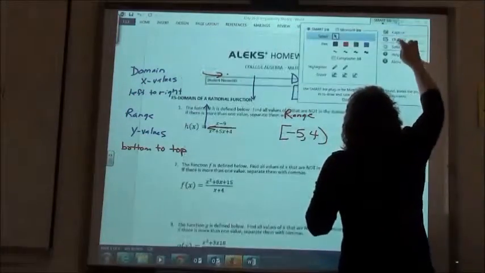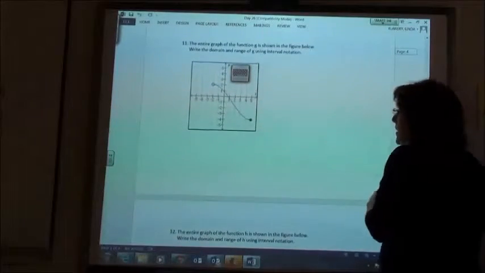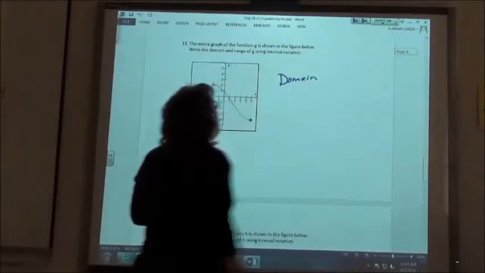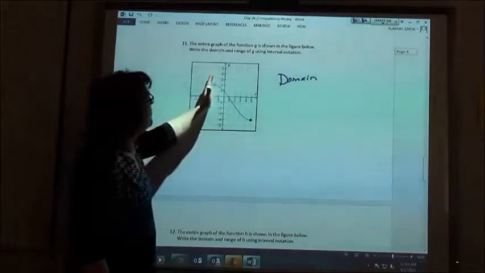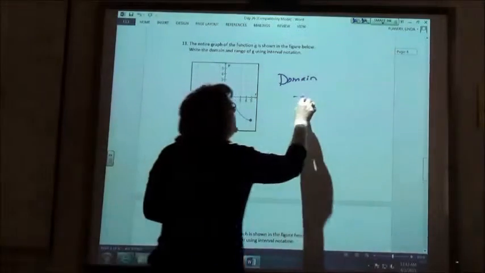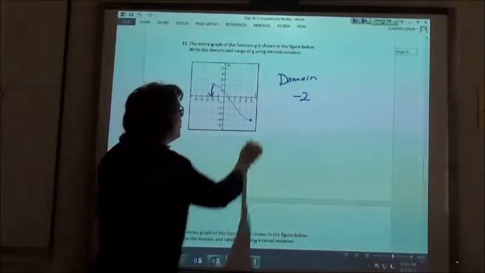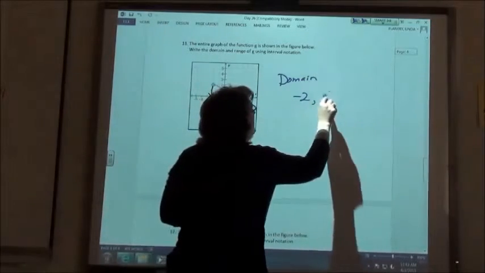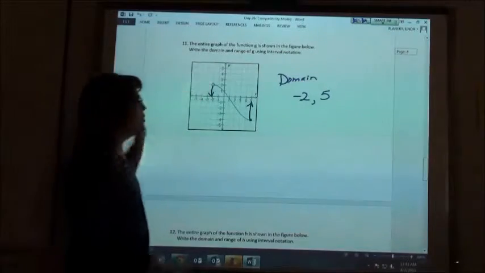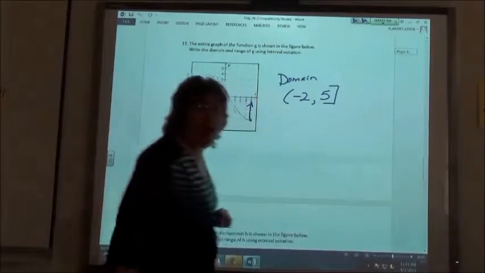So if we look at number 11, we want to start with our domain. And so we're going left to right. The farthest left point on my graph is this one. The x value of that left point, -2. The farthest to the right point is this one right here. The x value of that point, 5. The -2 has an open circle, going to have a parenthesis. The 5 has the filled in dot, going to have a bracket.